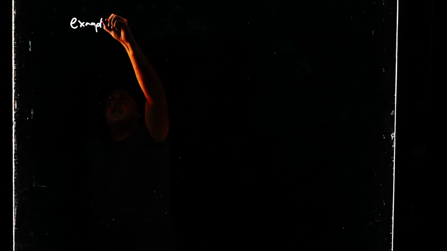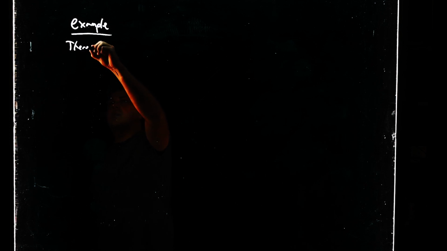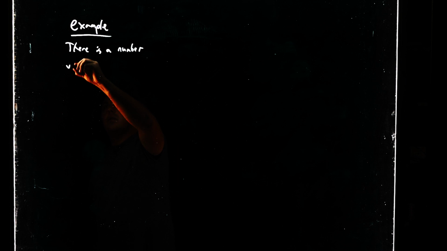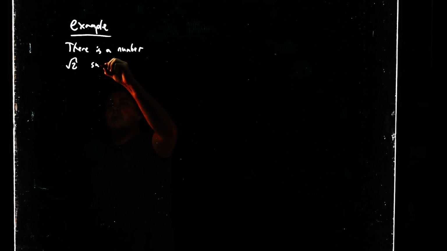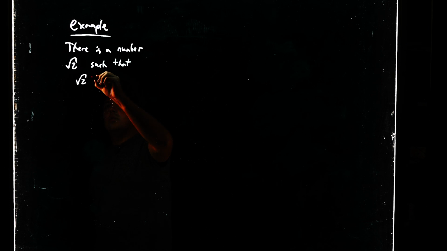So now let's do 2 examples. The first example is something that you might feel is a little bit strange, but let's do, again, this is a little more theoretical. Let's note that root 2 exists. There is a number, root 2, such that root 2 squared is equal to 2.